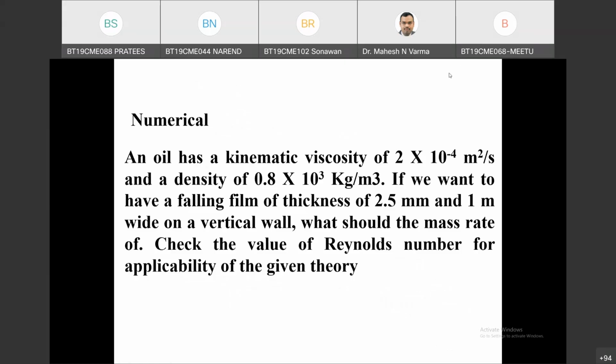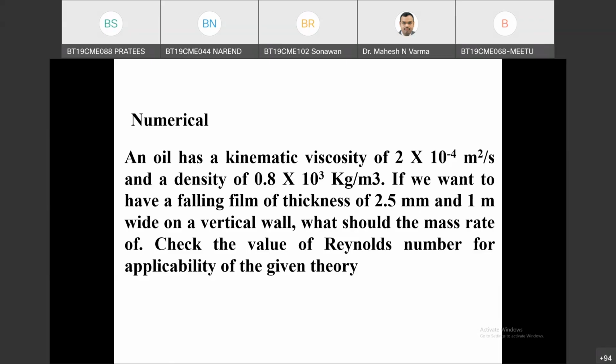Now take down this second problem. Oil has a kinematic viscosity and density given. If you want to have a falling film thickness, same thing again, falling film, so beta equals 0. Thickness is given as 2.5 and the width W is 1 meter. What should be the mass flow rate? And check the value of Reynolds number, whether you can apply the theory.